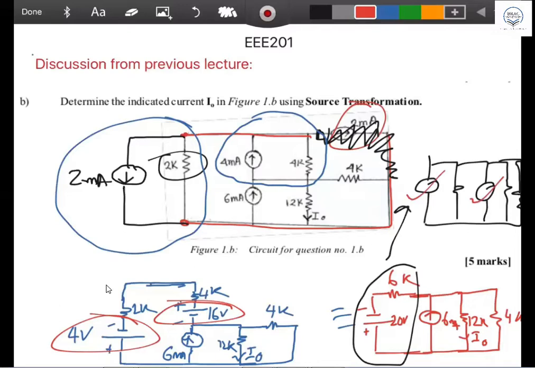Got my point? Yes, sir. And then a current division rule can give you the answer directly. That's the way you can find the answer to this question. Yeah, this is what I exactly did. What is the answer you got?